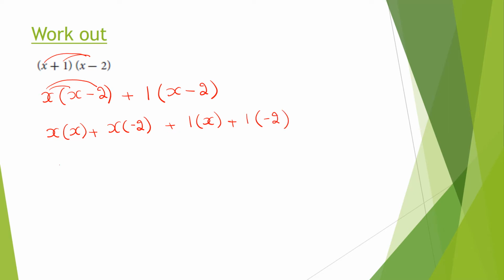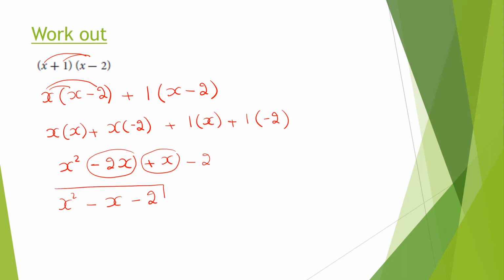So x times x will be x squared, x times negative 2 will be negative 2x, 1 times x will be x, and 1 times negative 2 will be negative 2. Then I'll combine the like terms. I have here negative 2x and x. So the x squared as this. Here, different signs, I'll subtract and take the sign of the greatest. So 2 is the greatest, so negative. 2 minus 1 will be 1, so it's negative x, negative 2, and here is my final result.